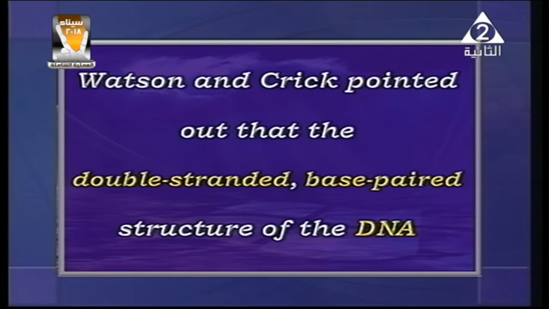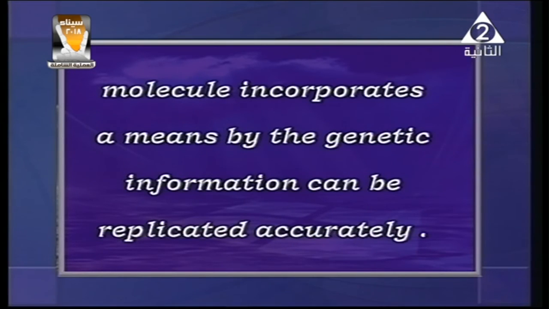Watson and Crick pointed out that the double-stranded, base-paired structure of the DNA molecule means that the genetic information can be replicated accurately. So they also gave us a final answer for how the cell divides. Probably it divides by replicating DNA first.